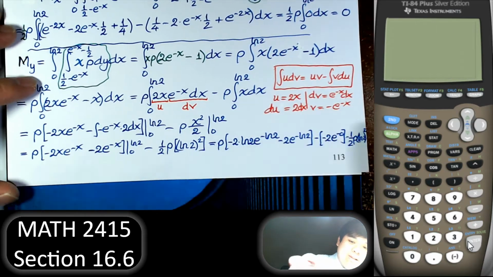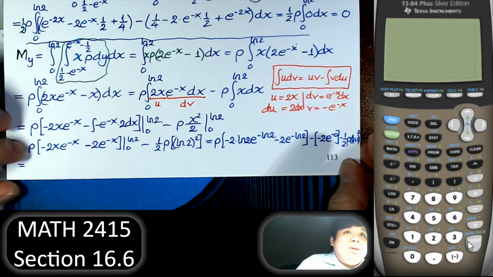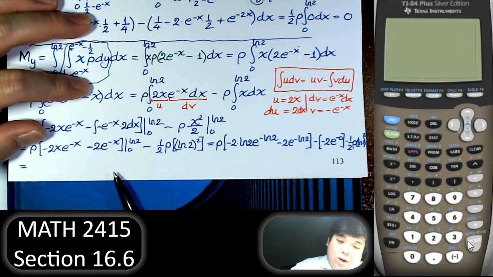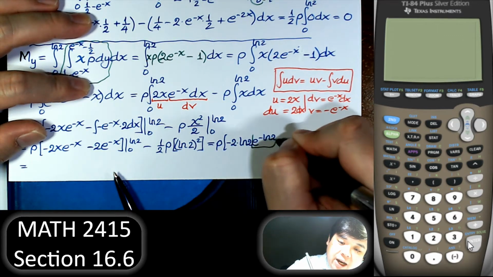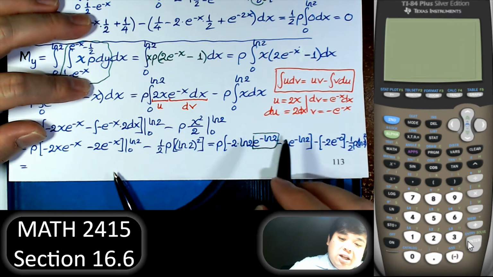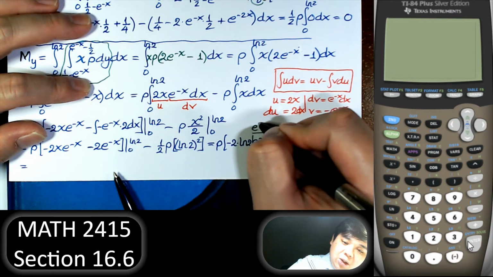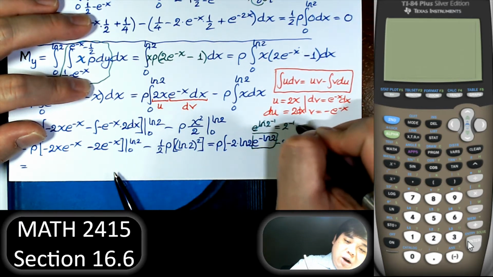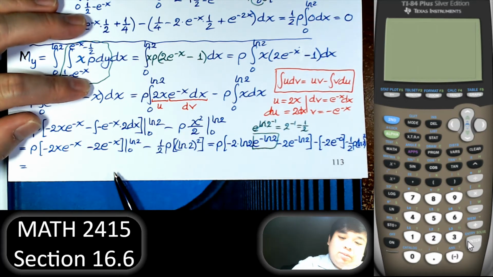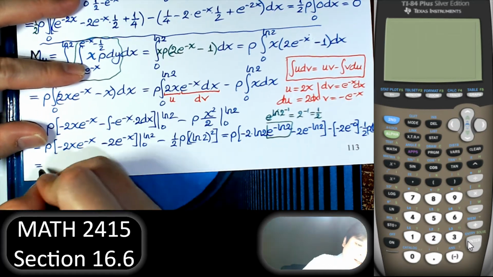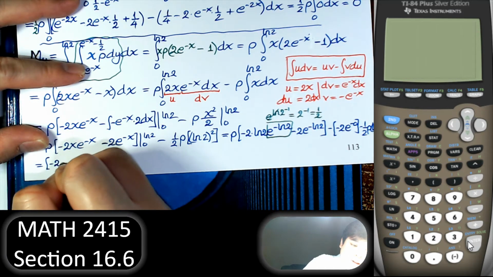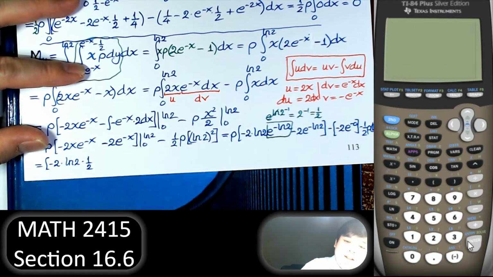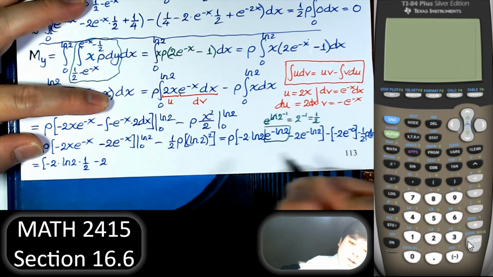Right. I know this is a long problem. I tried to write a bit smaller already. So we did say that e to negative ln of 2, what was that? It is e to ln of 2 to negative 1. That cancels out. 2 to negative 1 is 1/2. So we have negative 2 times ln of 2 times 1/2, minus 2 times 1/2.